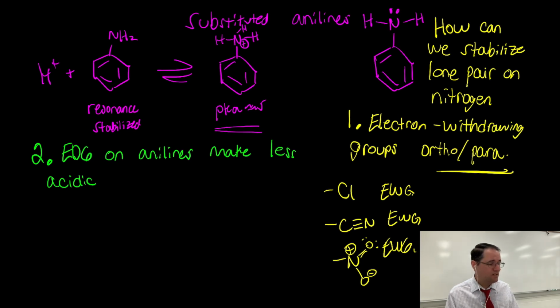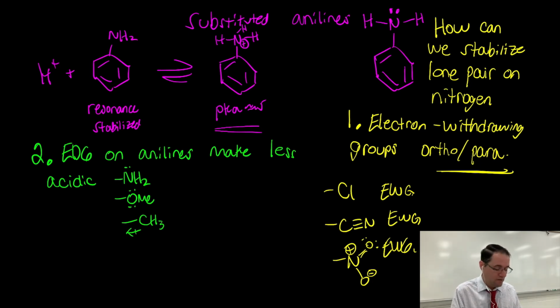What's an electron donating group? An NH2 group, a methoxy group, a methyl group are illustrated in the table. NH2 is an electron donating group because of the lone pairs. Methoxy is an electron donating group because of the lone pairs. A methyl group is an electron donating group because of the slight inductive effect. So that's going to make it less acidic, all right?